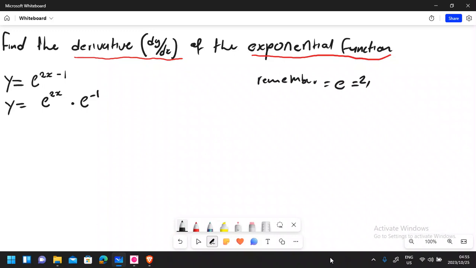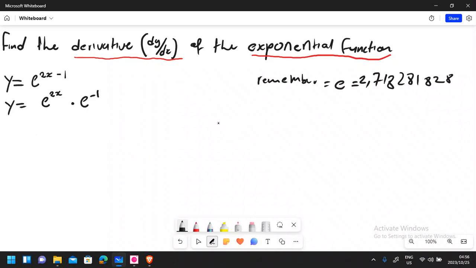So e is going to be 2.71828. So if this is e, then this e to the power of negative 1 is now a constant. You guys see, it's a constant. Now let's go back.